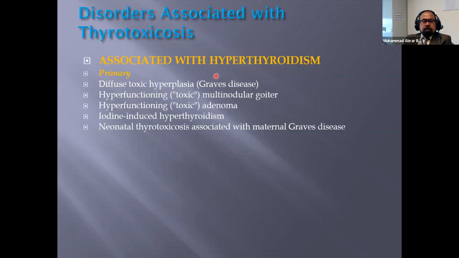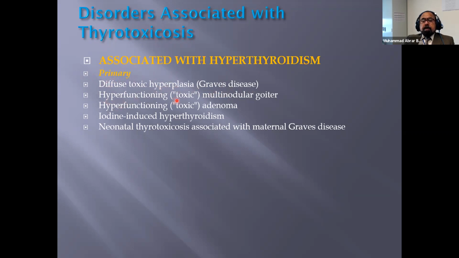Now, what are the different associations with this? If you classify what is associated with hyperthyroidism, we can divide it into primary, secondary, and tertiary. So, in primary hyperthyroidism, diffuse toxic hyperplasia, which is called Graves disease, is the most common cause, and this forms almost more than 80% of the cases of diffuse hyperplasia of the thyroid.